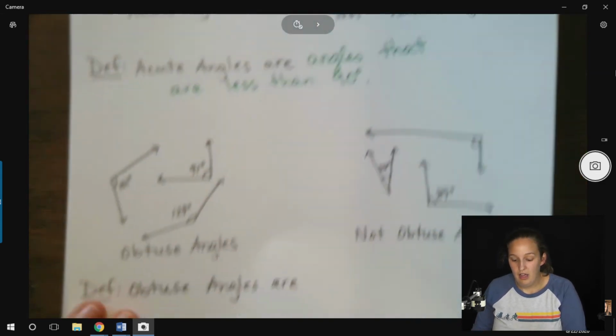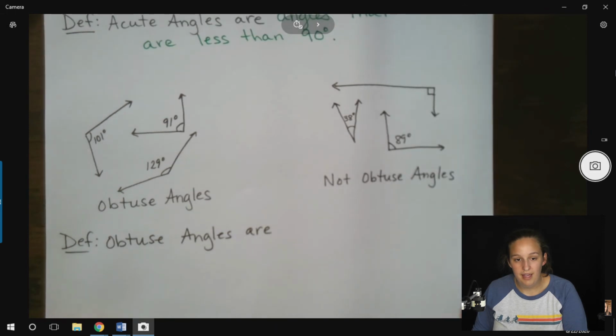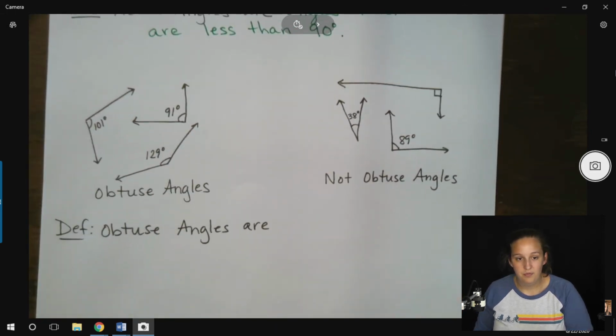All right. I want you on your own to come up with this final example. So obtuse angles then, make your definition.